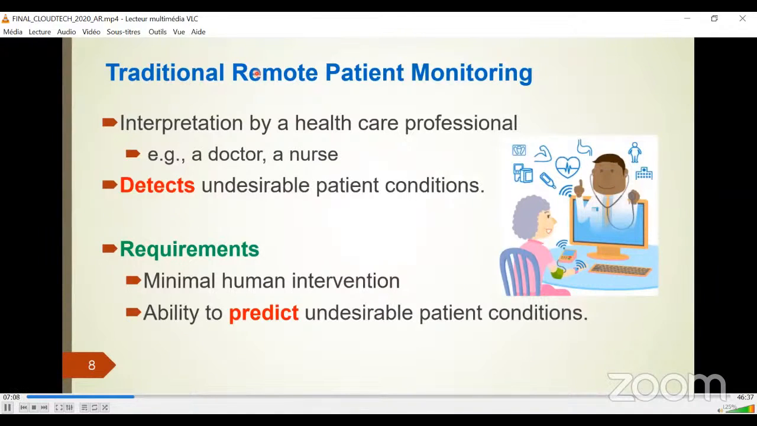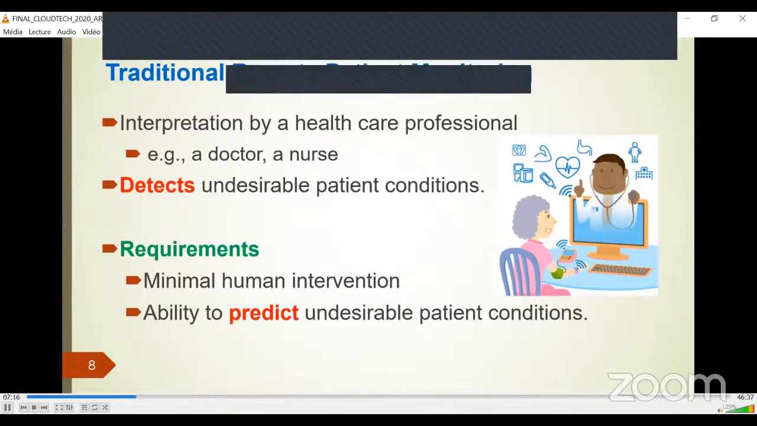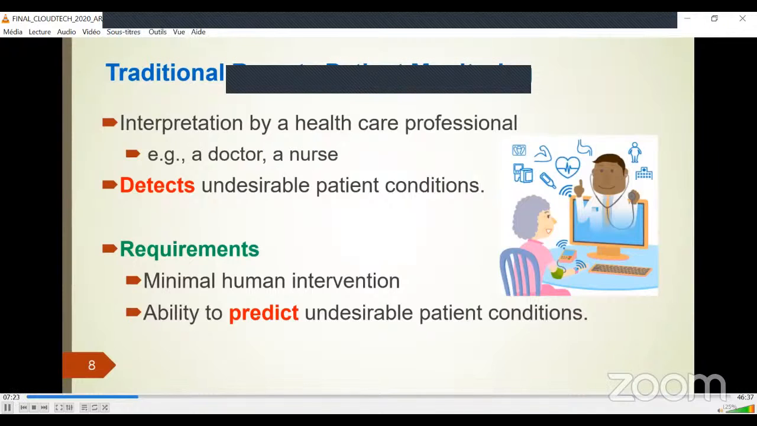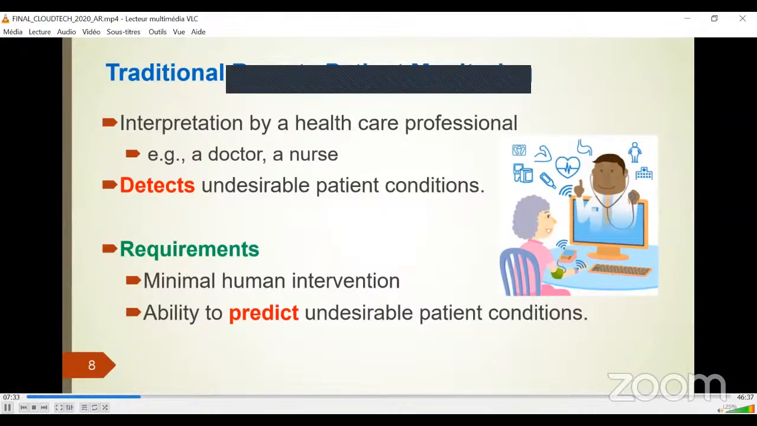So this is good, but we would like to improve on this. We would like to have a system that provides more than what a traditional RPM system actually provides. And in particular, we would like to minimize the human intervention. Obviously, humans might make mistakes, and in general, it takes humans a lot more time to work on certain tasks than machines.